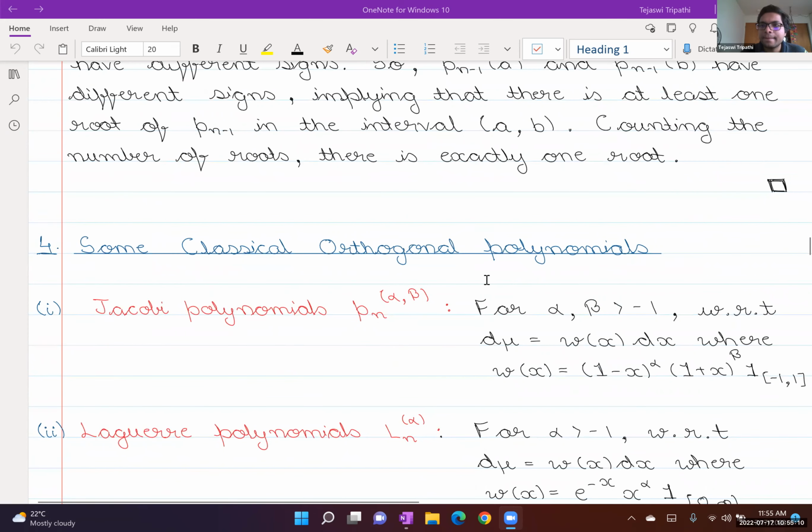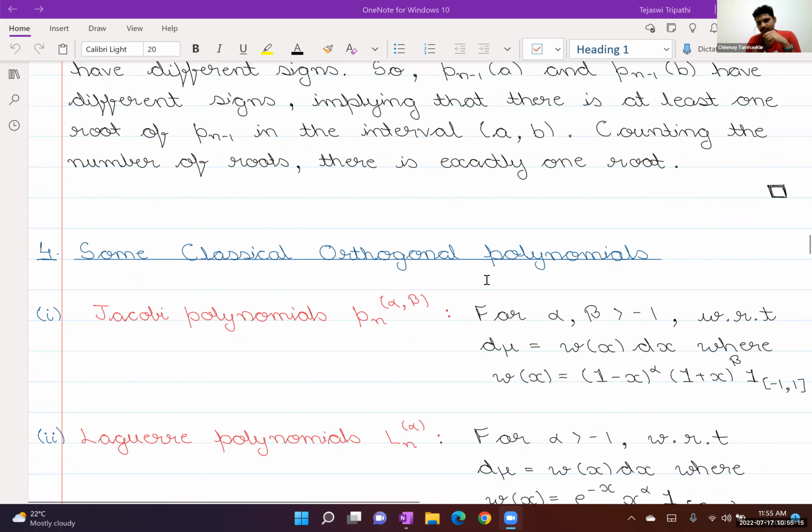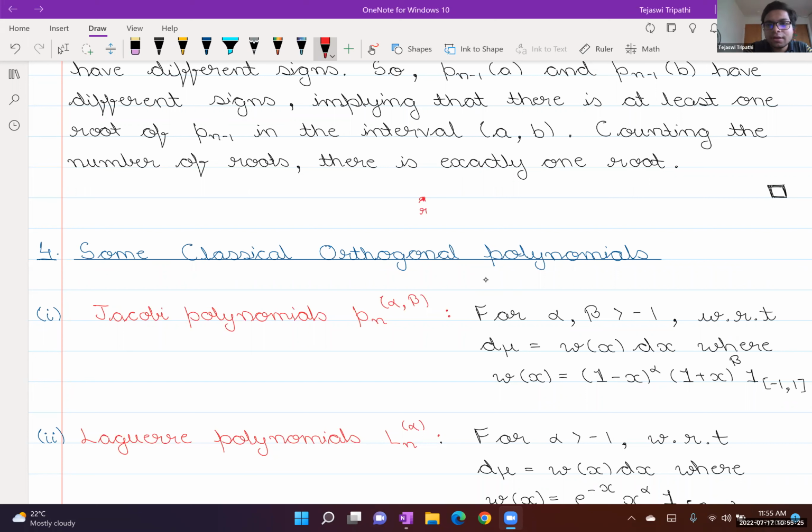Yeah, so how are you saying there is exactly one root? I mean, what about the endpoints? Yeah, so suppose Pn minus 1 has n roots, right? Can you hear me? Yeah. Hello? Okay.